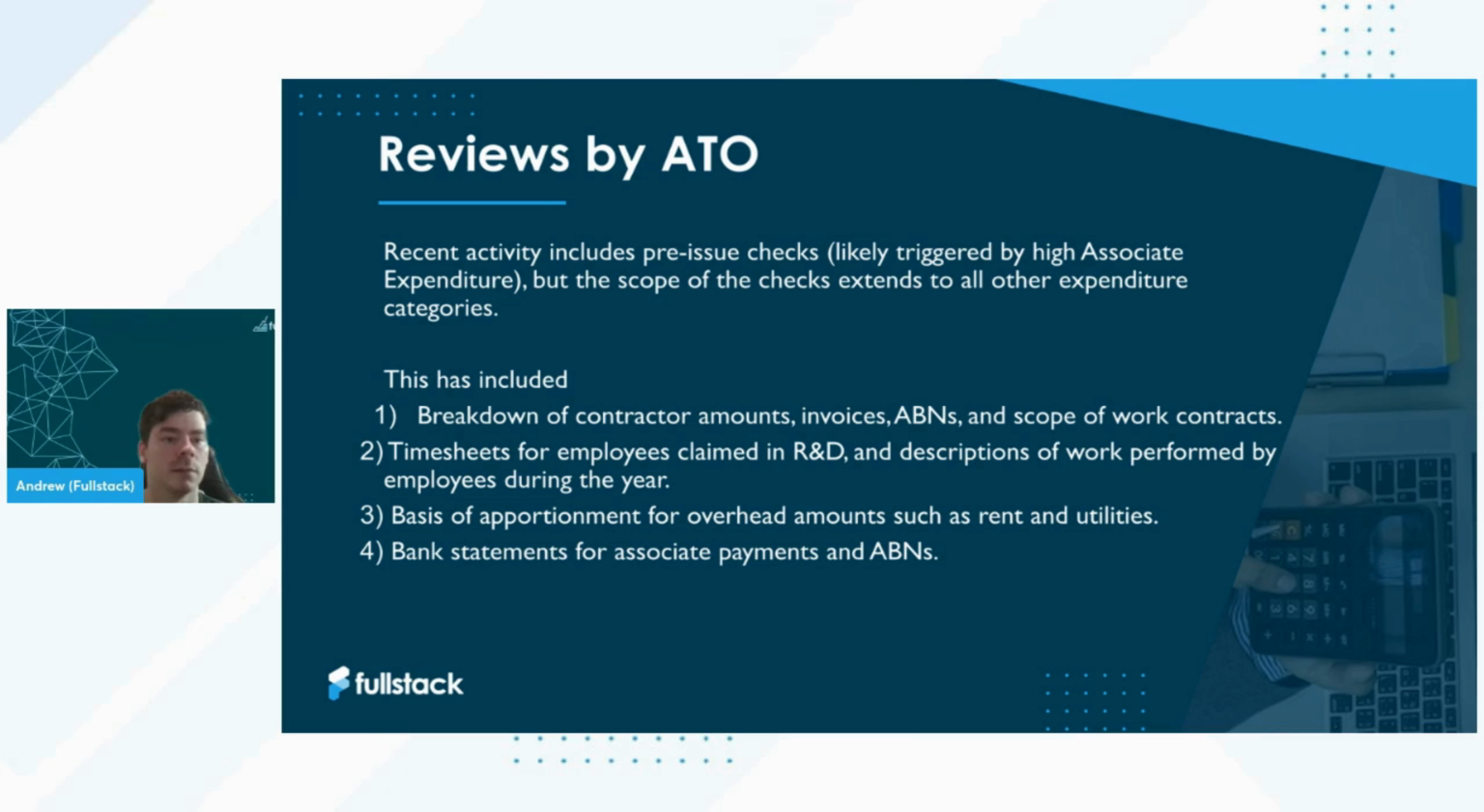They've requested the basis for apportionment of things like overheads and rent. Again, they're the claim relying on timesheet usually. And then finally, they've also requested bank statements to check the payment of associate amounts. They've also requested the ABNs of associates so they can see related ABNs. And then they've also requested a scope of work contractor agreements with the contractor, with the associates.